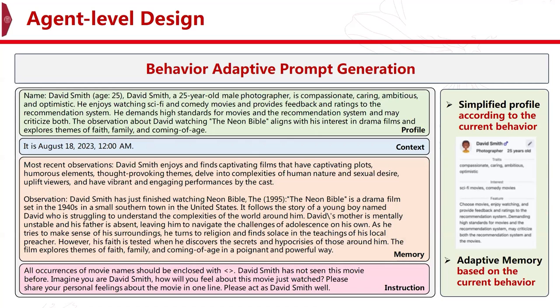Here is a complete example of the prompt of different agent behaviors. It's composed of four components. The first one is the profile of the agent, which is composed of the age, the career, and other information. The second part is the context, which describes the time and the location of the behavior. The third one is the most important one. It's the memory of the agent. It's composed of two parts. The first one is the short-term memory, and the second one is relevant information from the long-term memory. They together form the memory component in the prompt. The last one is the instruction of the current behavior, and these four components form the final prompt of the agent behavior.